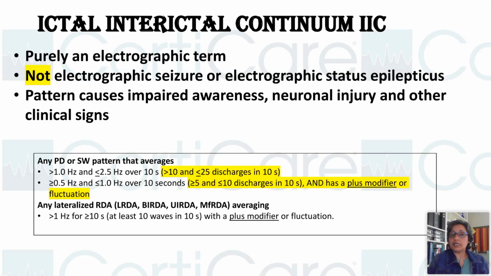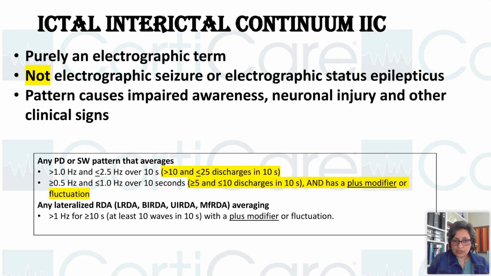Now, again, interictal continuum is purely an electrographic term. We are not describing the patient's clinical state with that, right? However, when you see this pattern, the patient has impaired awareness. How many times have we hooked up a patient with altered mental status who's not seizing, but is having these epileptiform discharges, which are semi-rhythmic, maybe rhythmic, they are sporadic. It is a mix of everything, basically, right? So impaired awareness can cause some clinical signs. It is not status epilepticus. It is not an electrographic event. So what exactly is it?